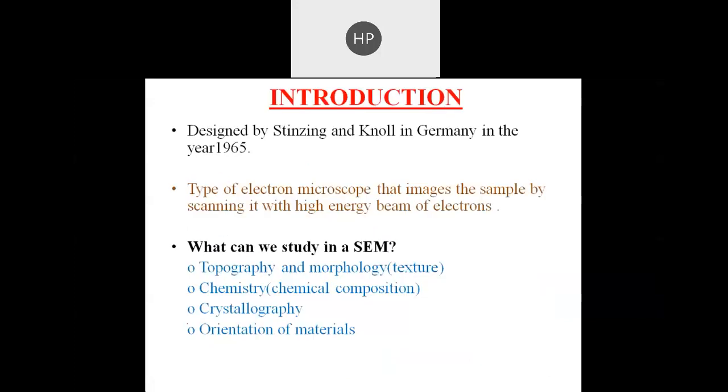In that one, we have seen what we can study from the SEM. From the scanning electron microscope, we can understand the topography and morphology of material. We can also identify the chemical composition of the material. We can see the crystallography structure and orientation of material. And this is why the SEM analysis is widely used in many industrial applications to find out various properties of metals.